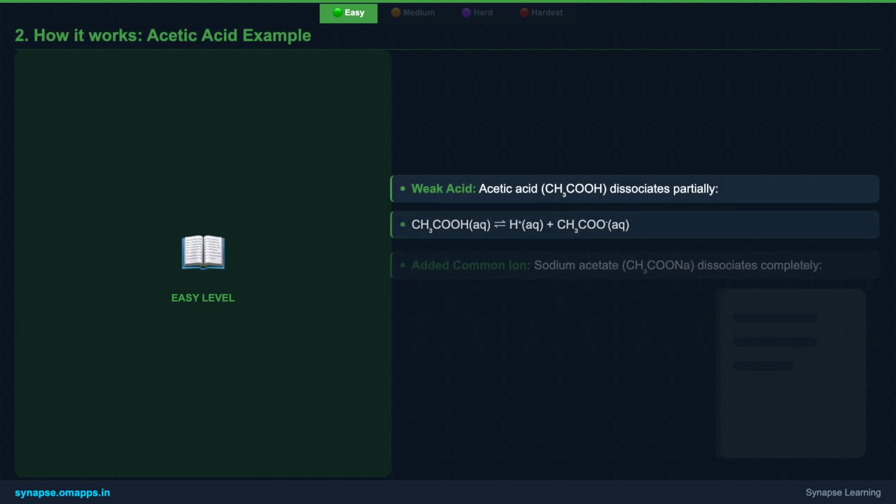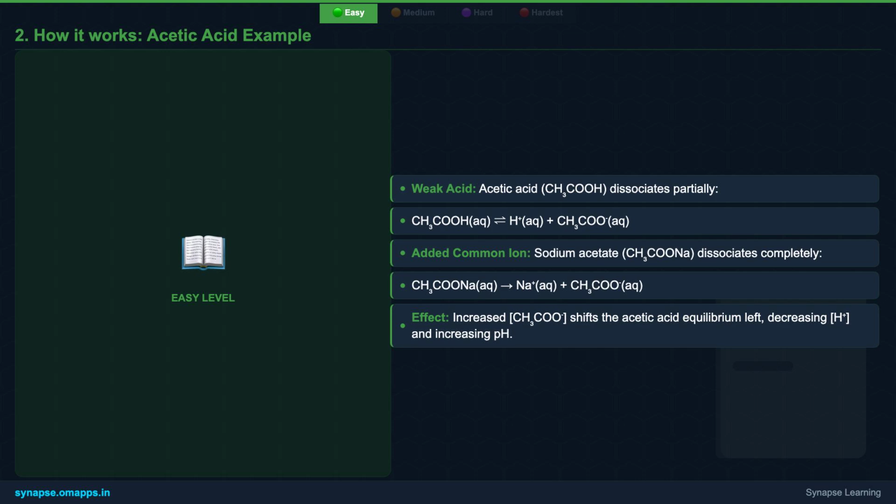This effect is a direct application of Le Chatelier's principle. Think of acetic acid, a weak acid, in water. It establishes an equilibrium between its undissociated form and its ions. If we then add sodium acetate, which provides more acetate ions, the common ion, the system gets disturbed. To re-establish balance, the equilibrium shifts, causing more acetic acid to remain undissociated, thus reducing the concentration of H+ ions and increasing the pH. This simple shift has profound consequences.